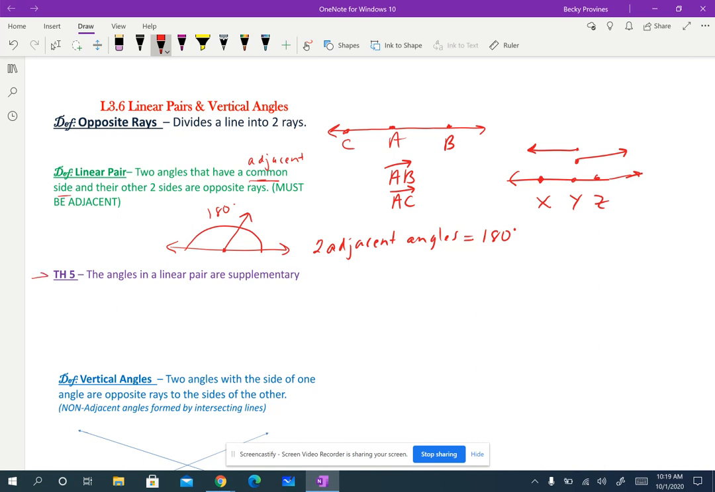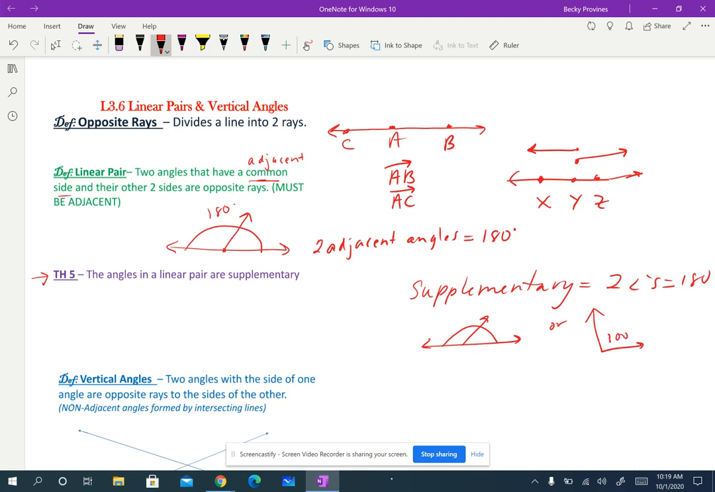Now, when dealing with proofs, we're going to use theorem 5. And it says the angles of a linear pair are supplementary. Now, let's go back to supplementary. Whenever you have supplementary, the definition is just two angles that equal 180 degrees. So we can do this picture that we have for a linear pair, but we could also split these apart. If I have 100 degrees and then another one that's like 80 degrees, together, these two angles are supplementary.